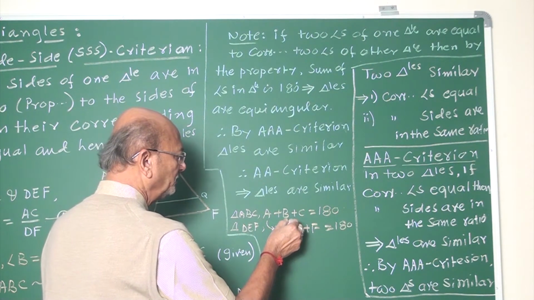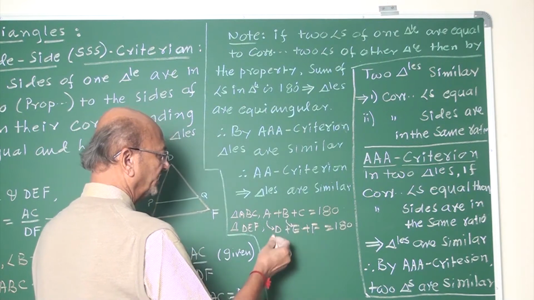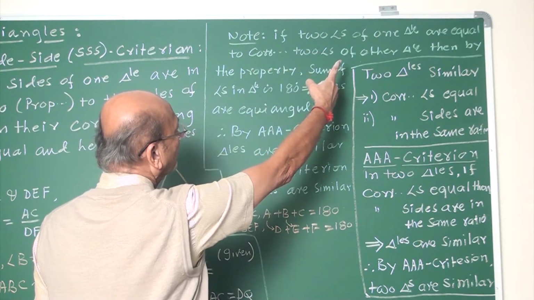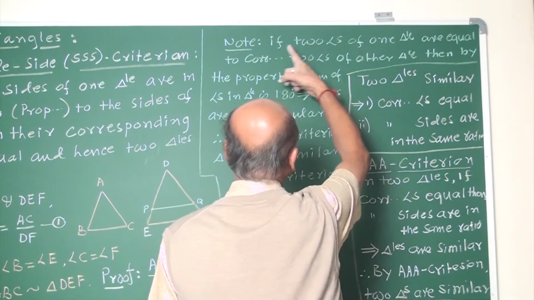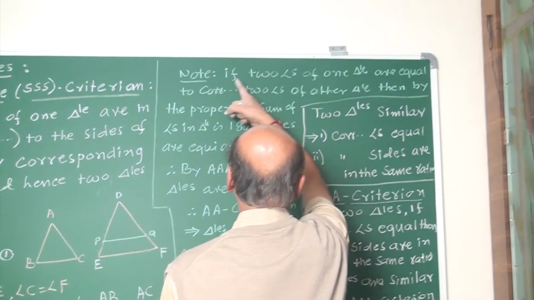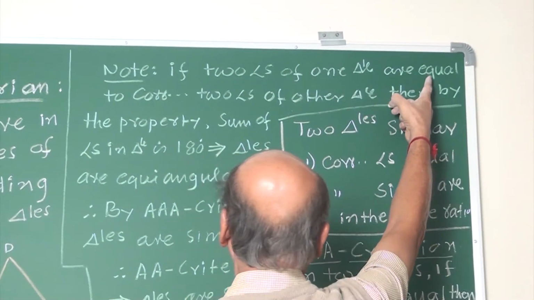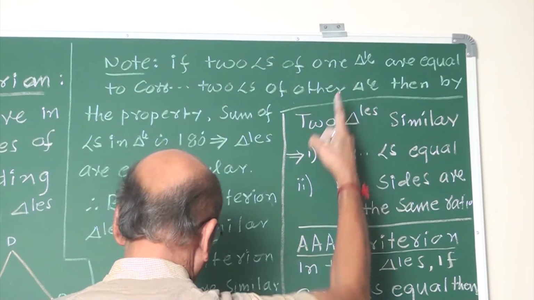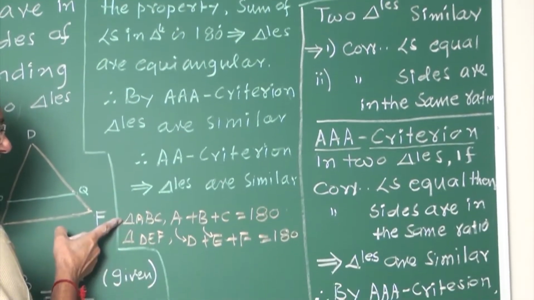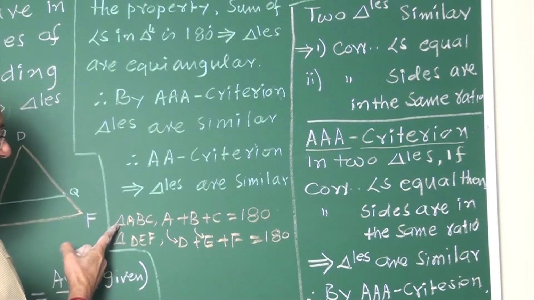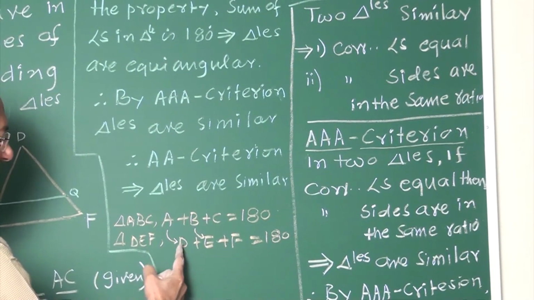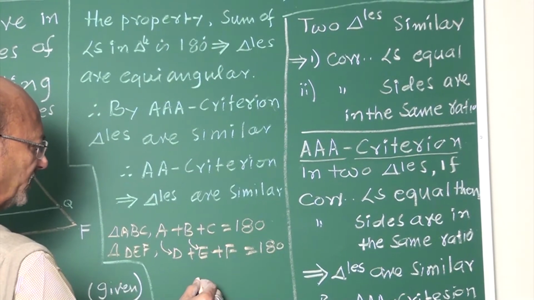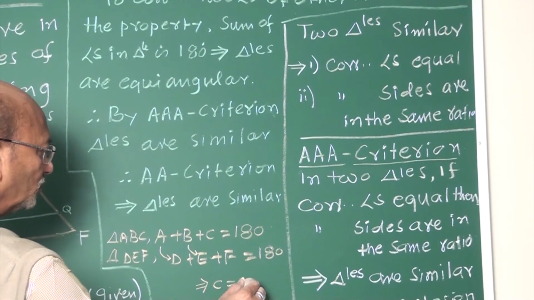If A equals D and B equals E, what do I say? In two triangles, I have written here, if two angles of one triangle are equal to the corresponding two angles of the other triangle. Yes, my friends. This is one triangle. Two angles of triangle ABC are equal to the corresponding angles of the other triangle DEF. Then automatically, my friends, this implies what? Angle C equal to angle F.